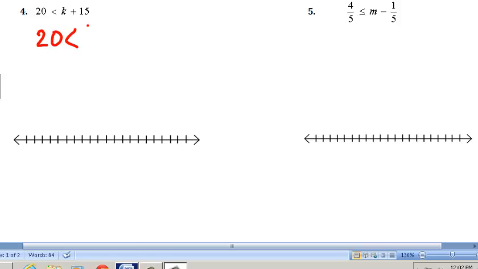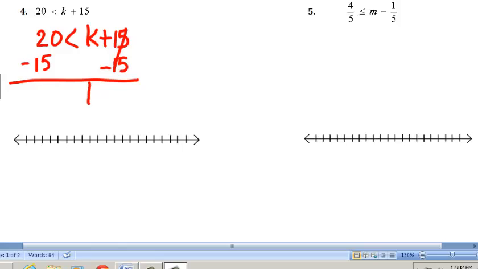20 is less than k plus 15. So undo the 15 by subtraction on both sides. So far it's good. So we have k, this side is 5, so 5 is less than k. Now, if this was 20 equal to k plus 15, it doesn't matter how you write your problem. But in this case, since it's an inequality sign, it makes a difference. 20 is less than that, not k plus 5 is less than.